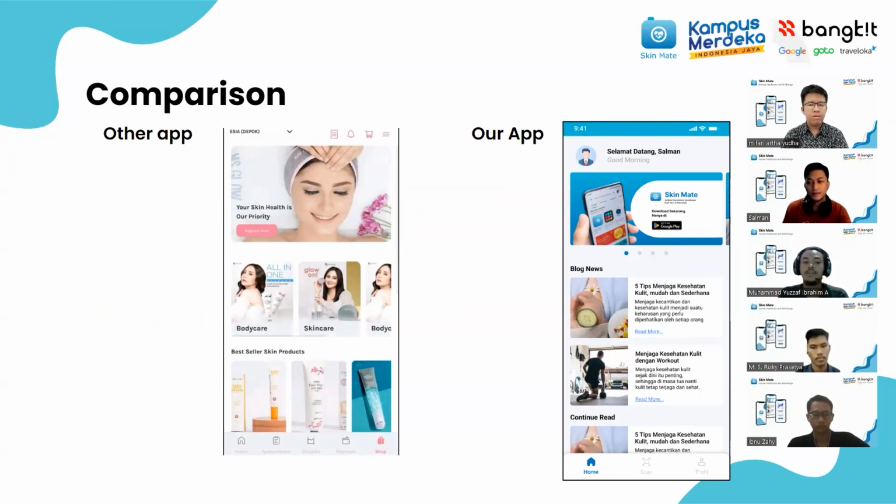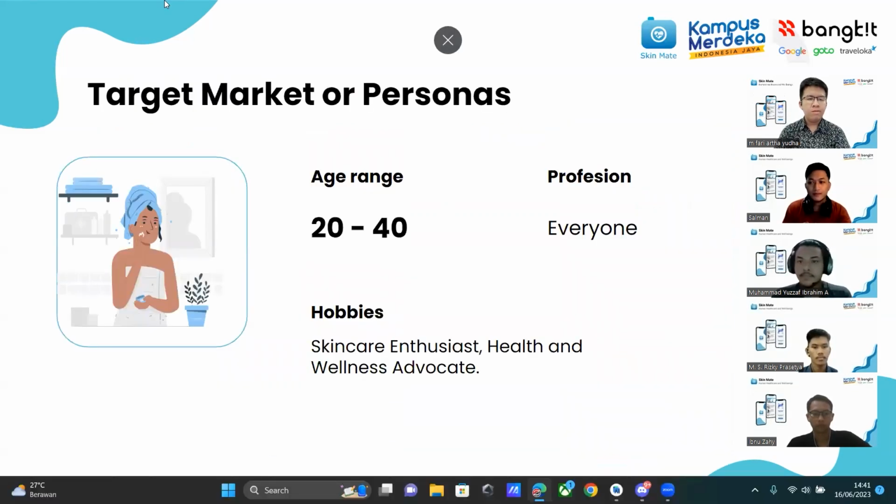Other applications only focus on the market, and in the application we are developing, we add an article feature and identify disease using the scan image processing feature so that users will know and find the best prevention for the analyzed disease. We are targeting users aged 20 to 40 from any background, and people who have hobbies like skincare enthusiasts and health and wellness advocates.